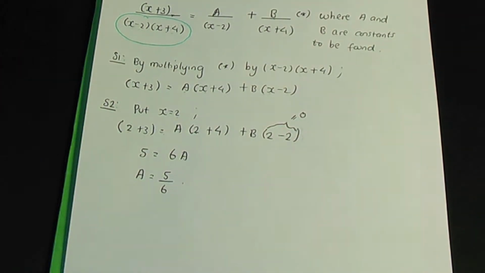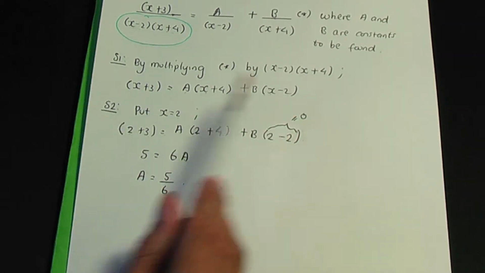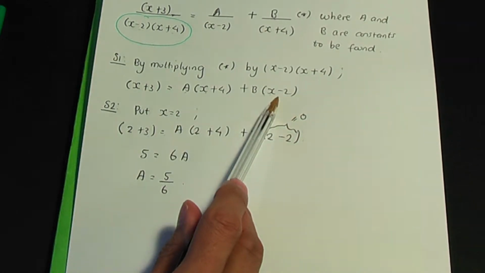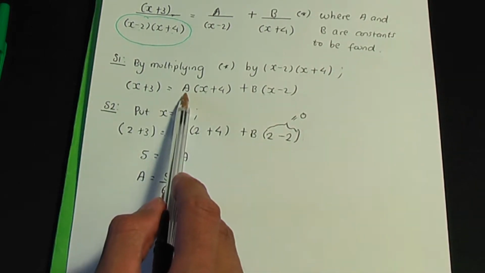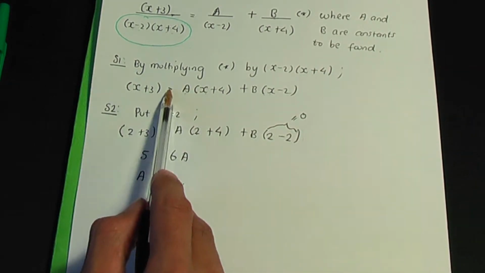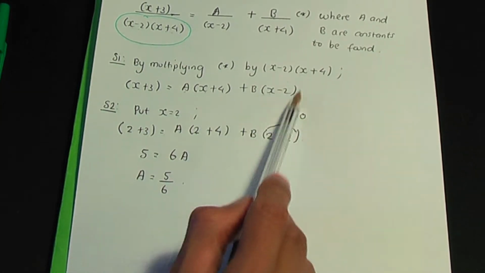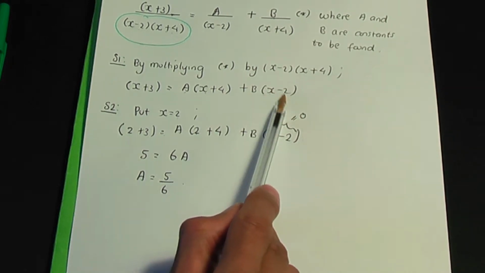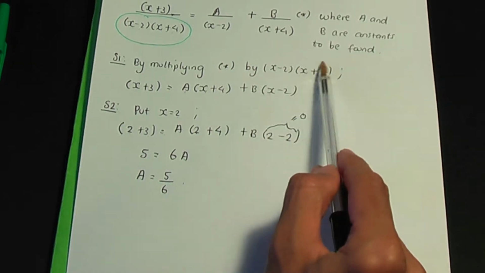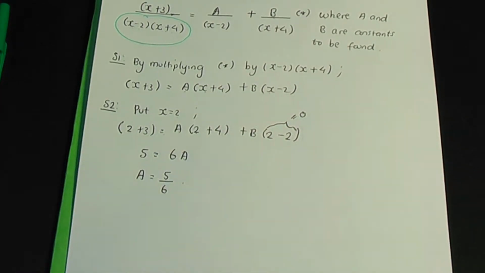Okay, so remember the idea. Once you finish this step, you need to choose a value of x to get rid of one of the terms in order to work out the remaining term. So my idea is to get rid of b. So to get rid of the b term, I took x as 2, as 2 minus 2 is 0. That got rid of that b term to help me work out the a term.